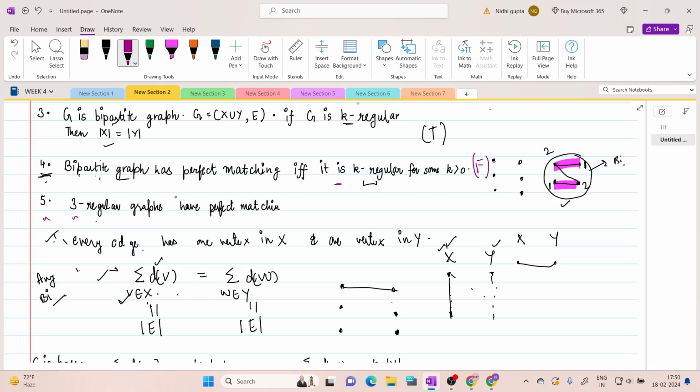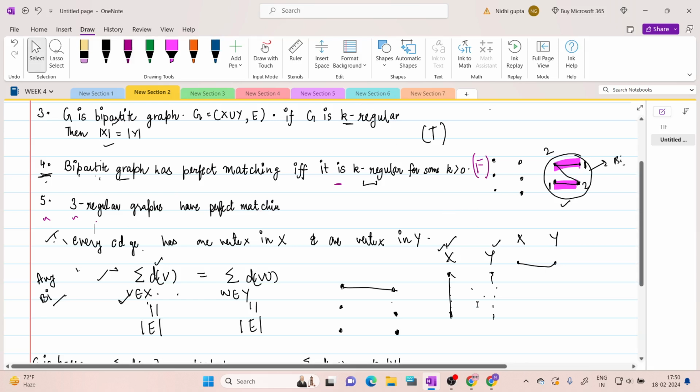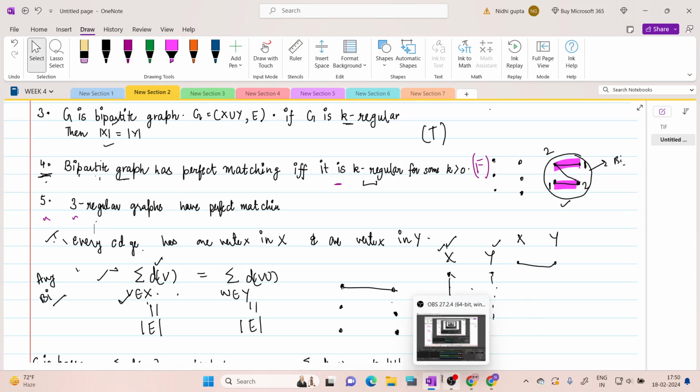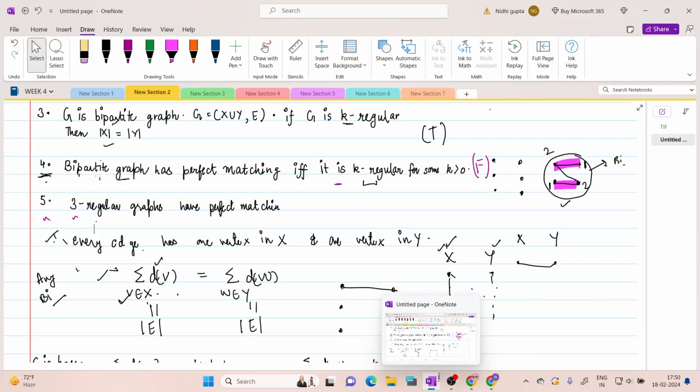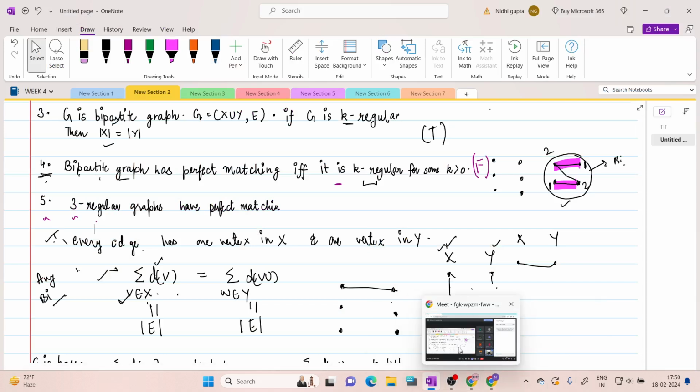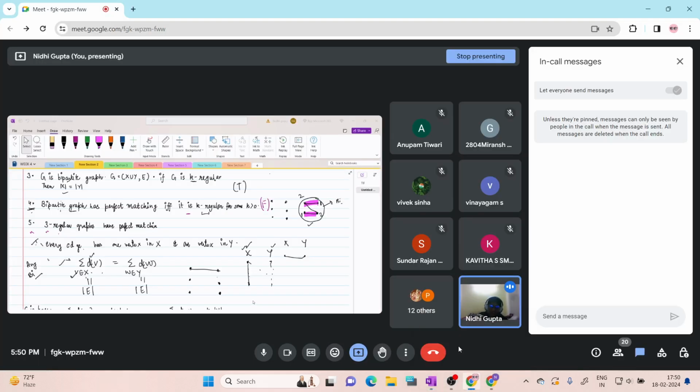So is it true or false? We know that if a bipartite graph is regular, then it will have a perfect matching. But can we say in general that a general k regular graph will also have a perfect matching? True or false? So what do you think? Does everyone understand the fifth question?